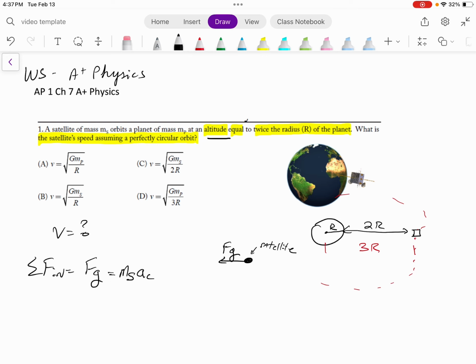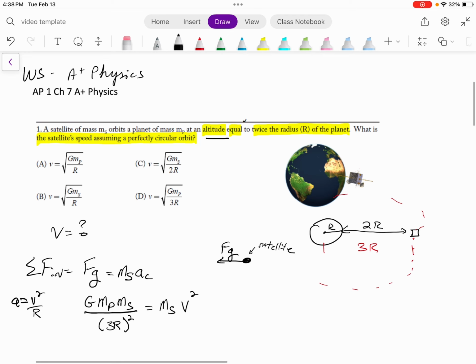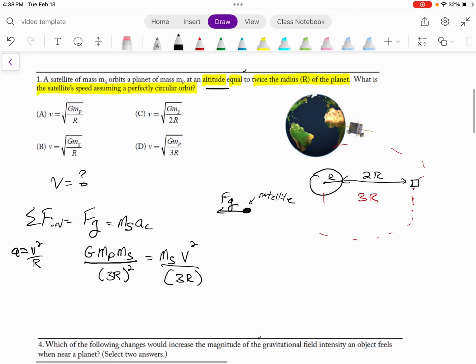We want the linear velocity, so we're going to use the definition of centripetal acceleration that's most useful, which is v squared over r. And in that equation r is the distance between the center of masses. So big G, mass of this planet times mass of the satellite divided by the distance between the centers of mass squared. In this case, they called that distance 3r, and we're going to square it, equals the mass of the satellite times velocity squared divided by the radius of the circle that it's going around, which happens to be 3r, and then we solve for v.